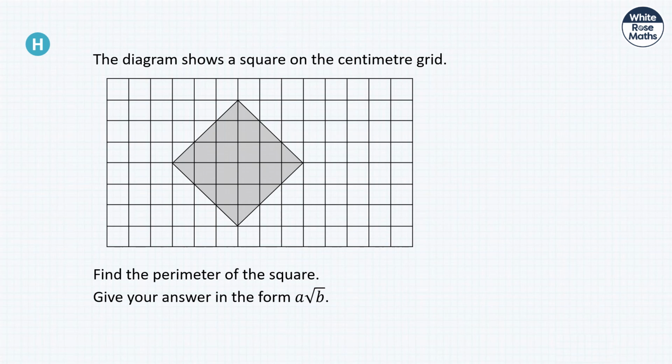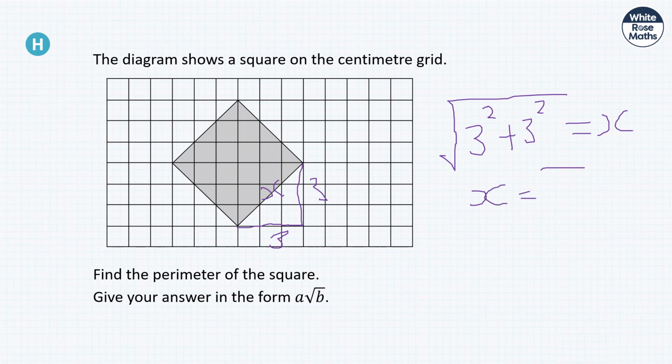Yeah, so the diagram shows a square on a centimeter grid. Find the perimeter of the square. Give your answer in the form A root B. So to work out this length here, we go across 1, 2, 3, and up 3. So we've got 3, 3. So to work out the diagonal, I'll call that x, it'd be 3 squared plus 3 squared square rooted will equal x. So x is equal to root 18.